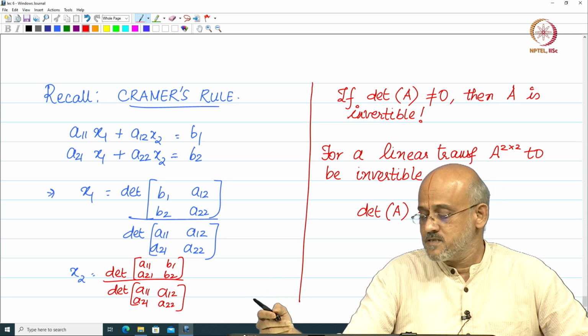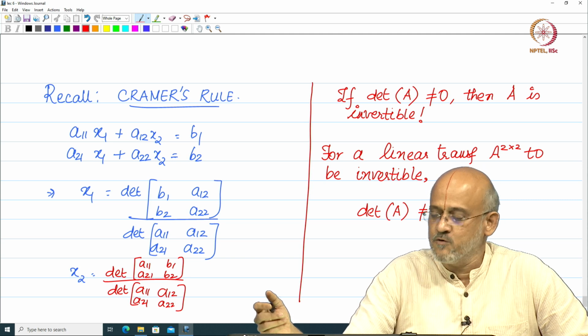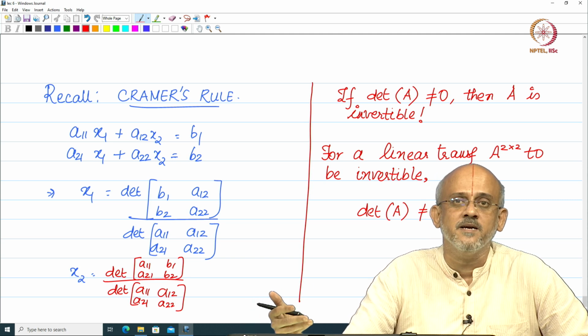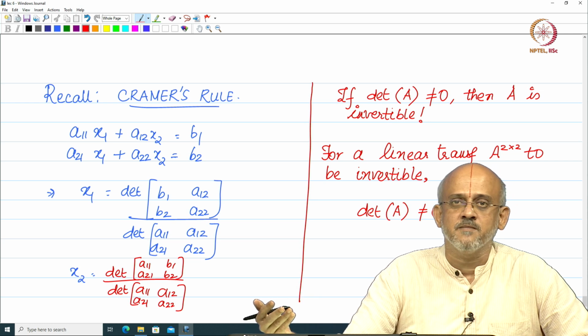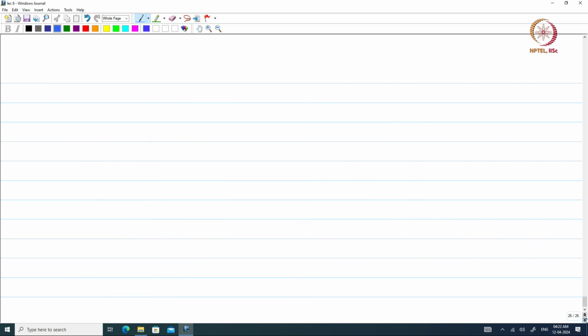Now, the question is, when will the determinant of a 2 by 2 matrix A be equal to 0? Then we will be able to make many more inferences and conclusions. So, let us write this. When will the determinant of A, 2 by 2, be equal to 0? Let us see what happens.